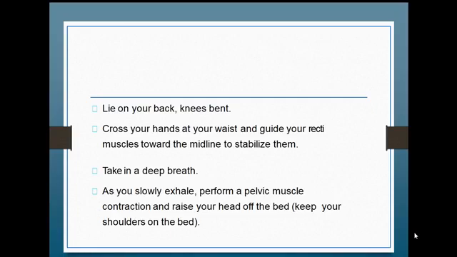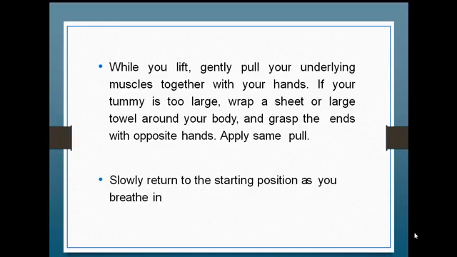So this is all the procedure. Lie on your back, knees bent, which is basically the hook line position. Cross your hands at your waist. Guide your recti abdominis muscle to the midline to stabilize them. That means you are filling the separation present at the midline by approximating the muscles toward the center. Take a deep breath in. As you slowly exhale, perform a pelvic muscle contraction and raise your head off the bed. Keep your shoulders on the bed. So basically, you just have to raise your shoulders till the spine of scapula.